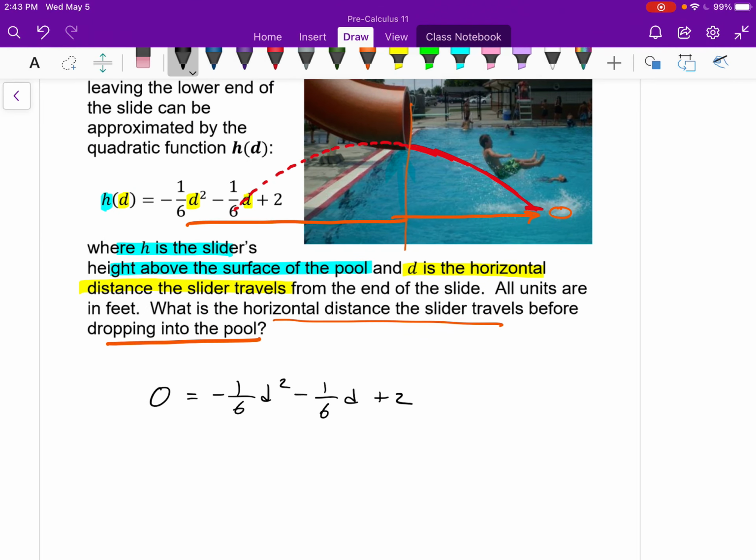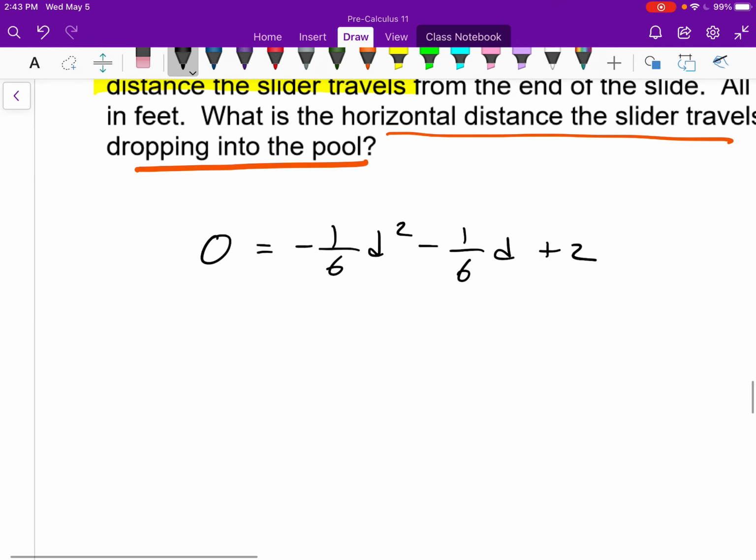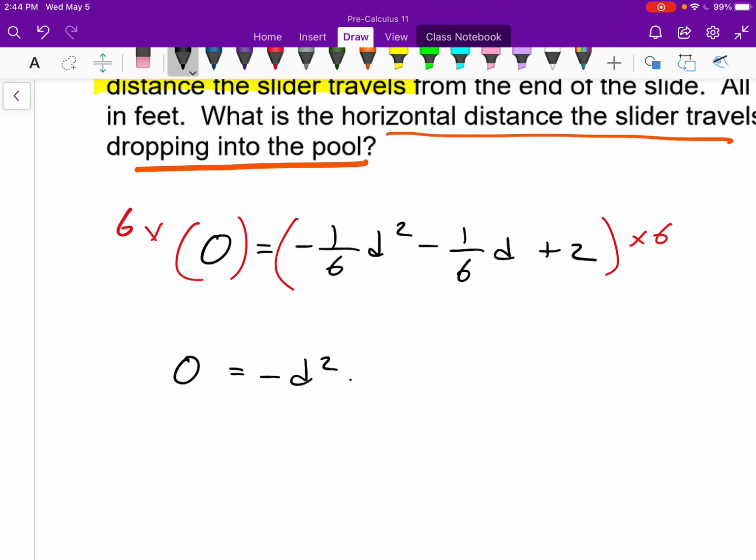That's, in my opinion, the most important part now complete. I've understood how we can take this model of the trajectory and use it to find when the person hits the water, which is when the height is 0. Now this is extremely similar to one of the problems we did just a few minutes ago. If you don't like these denominators of 6, that's fine. Just multiply both sides by 6. On the right-hand side, I still have 0. The left-hand side, I have -d² - d + 12.